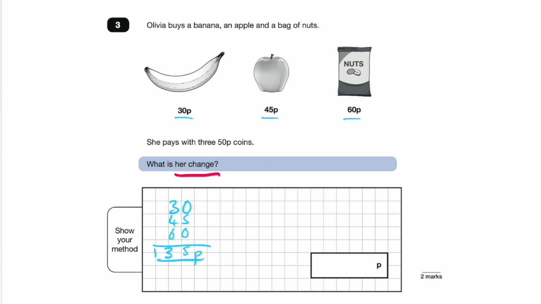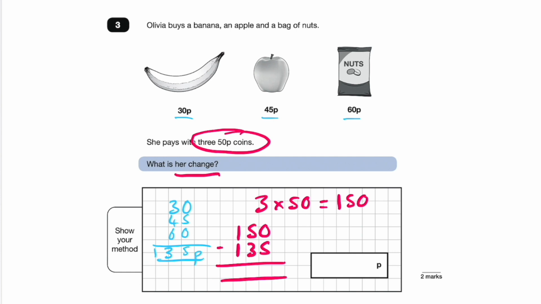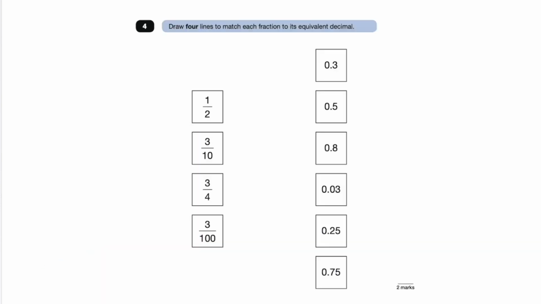But it wants to know how much she has as change. And she paid with 3 50p coins. Well, 3 times 50 is 150. So if we have 150, subtract my 135, 0 subtract 5 I can't do, so I'll have to borrow from next door. 10 subtract 5 is 5, 4 subtract 3 is 1, 1 subtract 1, 0. So her change would be 15p. And again, noticing that it says show your method, so it wants to see our workings out to get the full 2 marks.